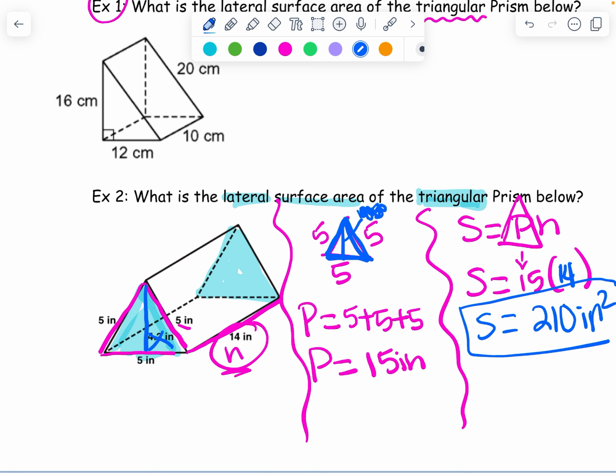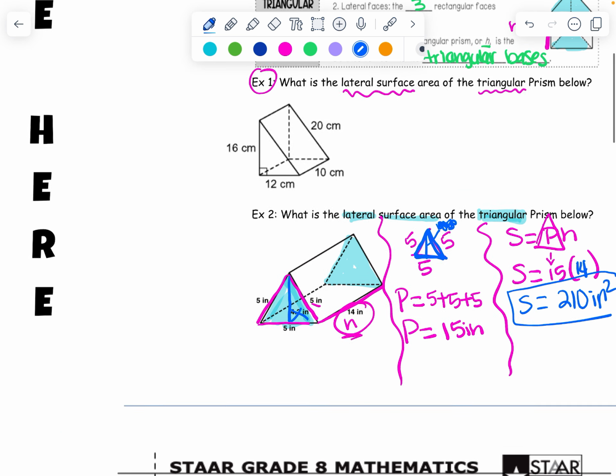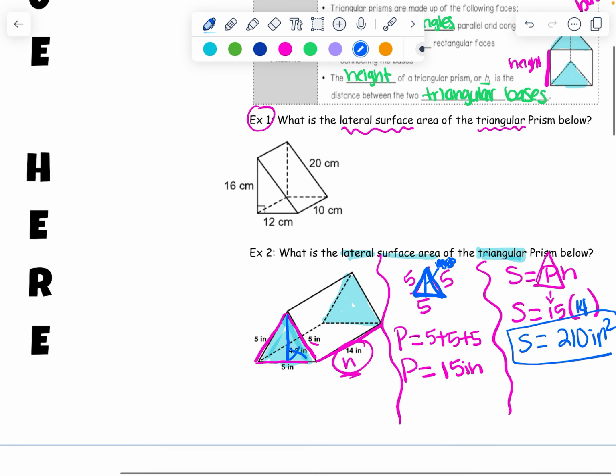All right, so go ahead and try example 1 and submit it in your Google form, and then go back and watch video 2, part 2, for the total surface area of triangular prisms.